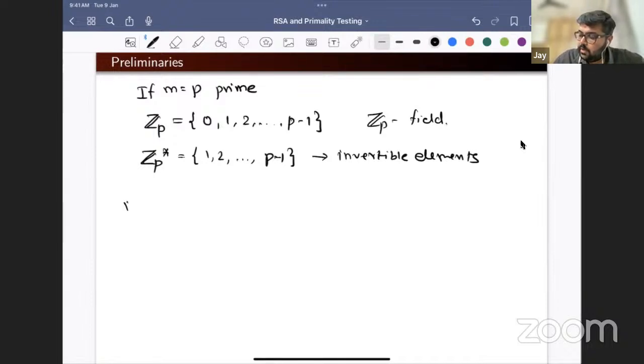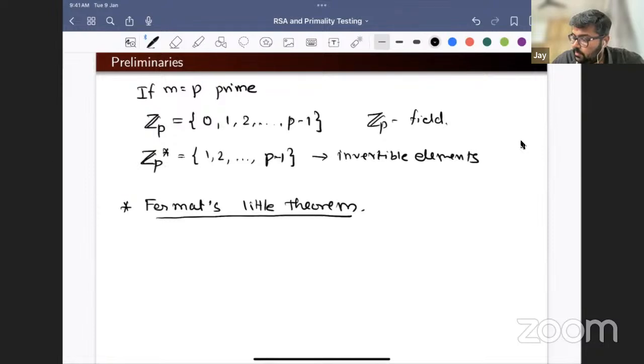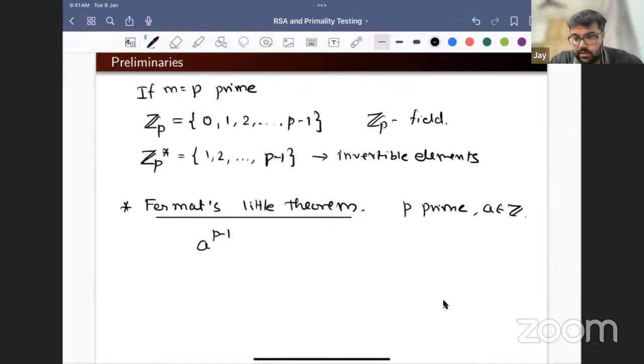And you must also have seen Fermat's little theorem. Does anybody know Fermat's little theorem? You can use non-verbal feedback also in Zoom. Yes or no, you can raise hand or you can unmute and tell Fermat's little theorem. If p is a prime and a is an integer, then what is a to the power p minus 1? Can anybody tell what is a to the power p minus 1?